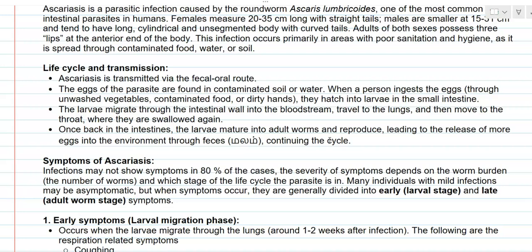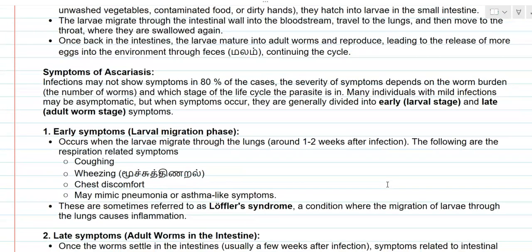The larvae mature there in the intestine into adult worms and reproduce. This leads to the release of more eggs into the environment, mainly through the feces. So this is the process by which the cycle continues. Next we look into the symptoms of ascariasis.